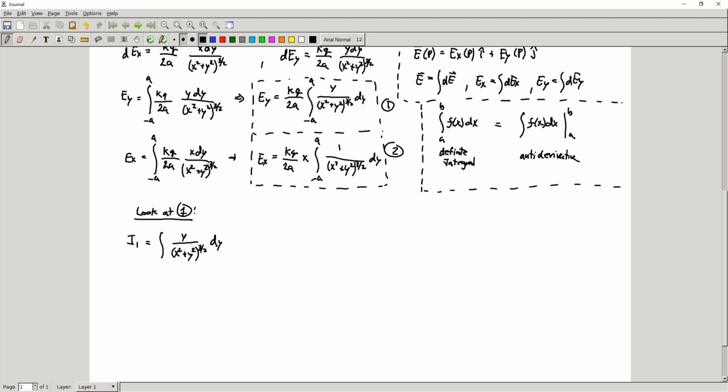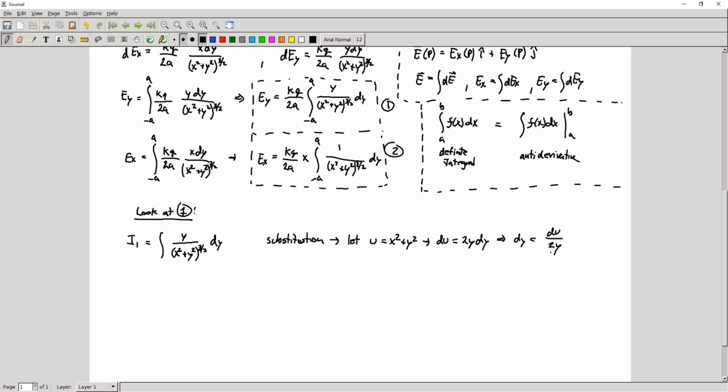Okay, and so how are we going to solve this integral? Well, the easiest way that I know to solve this integral is to do a substitution here. So we're going to let u equal x squared plus y squared. Okay, and this means that our du is going to be equal to 2y dy, right? And this means that dy is going to be equal to du over 2y. Okay, and so let's make this substitution.